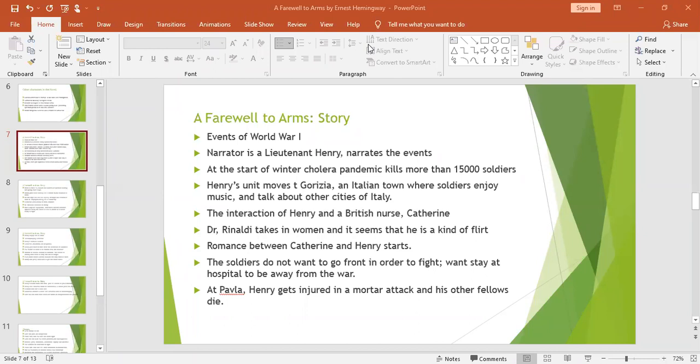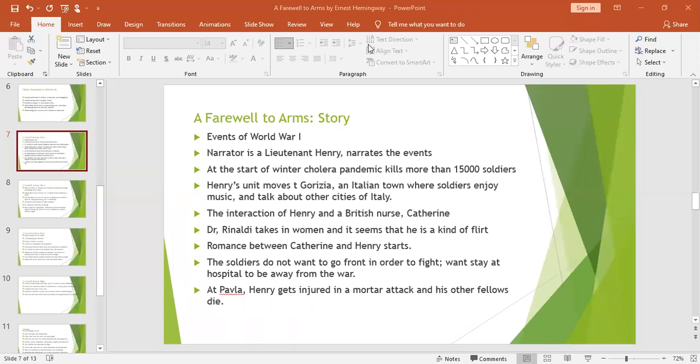Now here we come to know the interaction of Henry and the British nurse Catherine Barkley. Basically, when Henry in the first place comes across Catherine, he falls in love with her. Catherine is suffering from depression too because her fiancé has died in the war. And then there is another character, Dr. Rinaldi, who takes interest in women. It seems that he is a kind of flirt. So romance between Catherine and Henry starts.